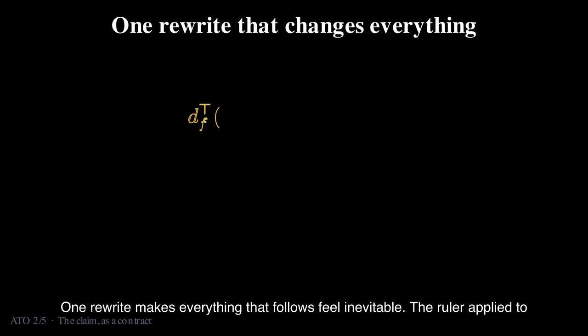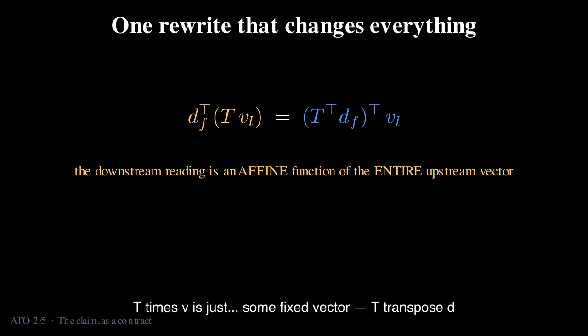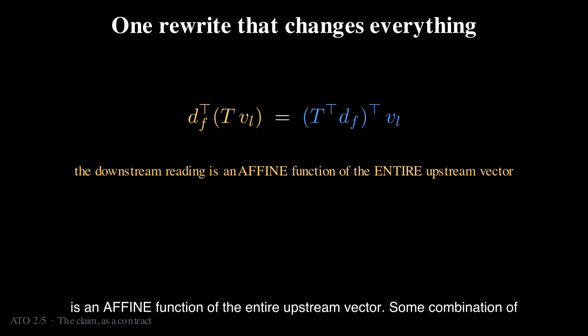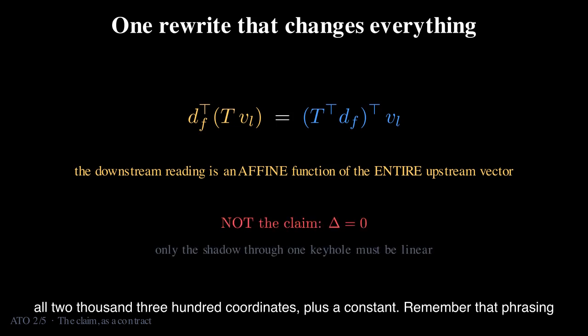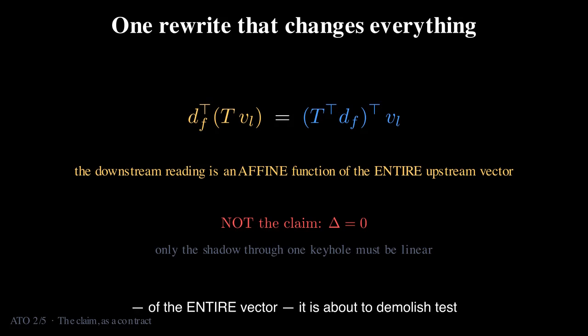One rewrite makes everything that follows feel inevitable. The ruler applied to T times V is just some fixed vector, T transpose D, dotted with V. So the contract really says the downstream reading is an affine function of the entire upstream vector, some combination of all 2,300 coordinates, plus a constant. Remember that phrasing, of the entire vector. It is about to demolish test number 1.